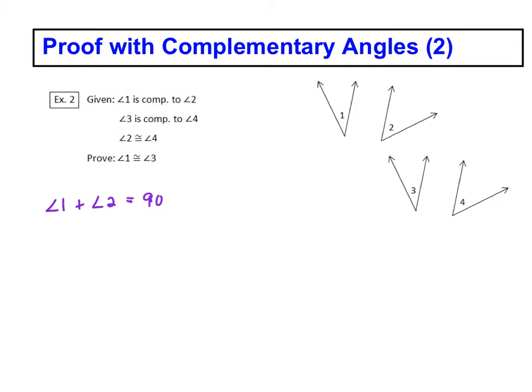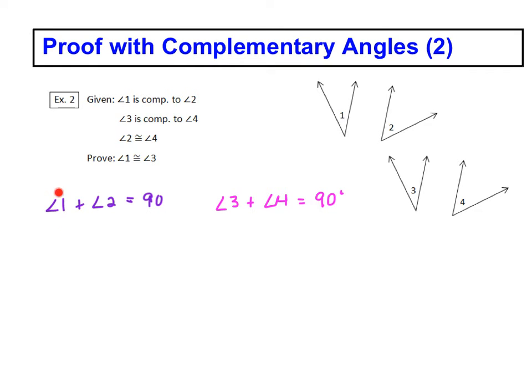All right, then we are given that angle 3 is complementary to angle 4. So if they're complementary, angle 3 plus angle 4 equals 90 degrees. And we also know that angle 2 is congruent to angle 4. I'm going to come back to that one in a minute. What we have to prove is that angle 1 is congruent to angle 3.